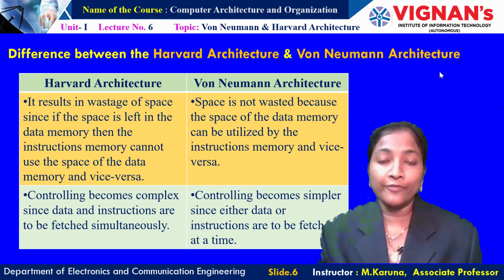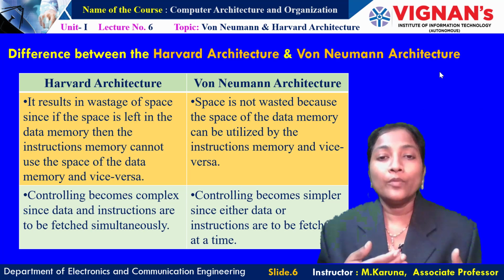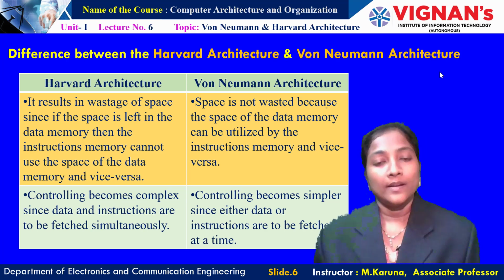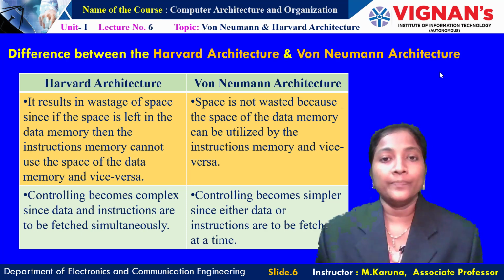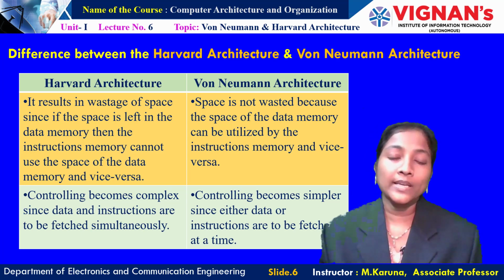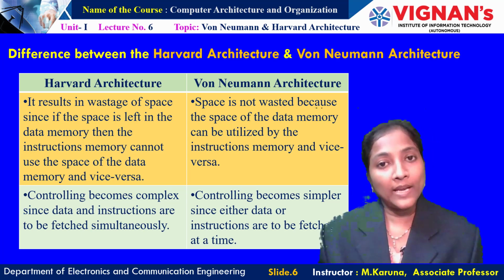In the Von Neumann architecture, only a single bus is used to transfer data as well as instructions. In the Harvard architecture, two buses are used, and they can transfer data and instructions simultaneously. Since the Harvard architecture uses two buses, the design and development of the architecture become complex and it is available at high cost. The Von Neumann architecture uses a single bus, and its design and development is simple and it is available at lower cost.